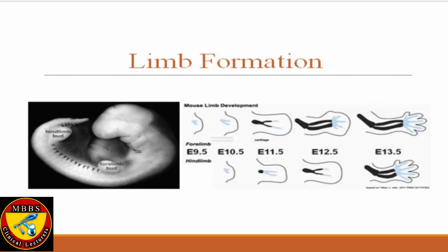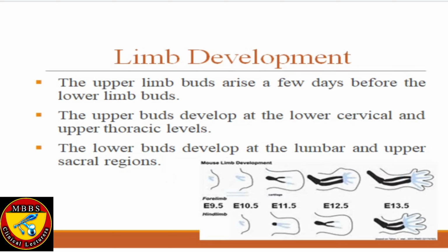The forelimb, slowly and gradually, the mesenchyme has changed, is taken over by the formation of the cartilage, and then slowly and gradually the cartilaginous model is replaced by the bone. The upper limb buds arise a few days before the lower limb buds. The upper limb buds develop at the lower cervical and the upper thoracic levels. The lower limb buds develop at the lumbar and the upper sacral regions.